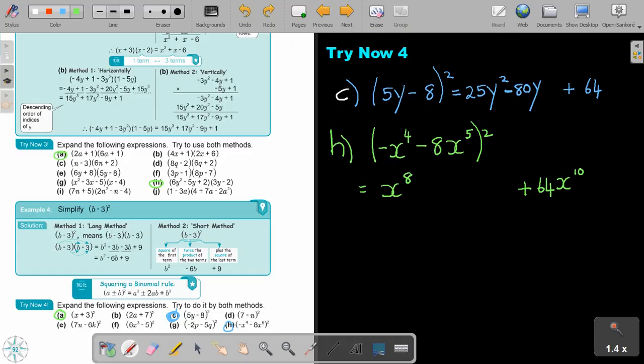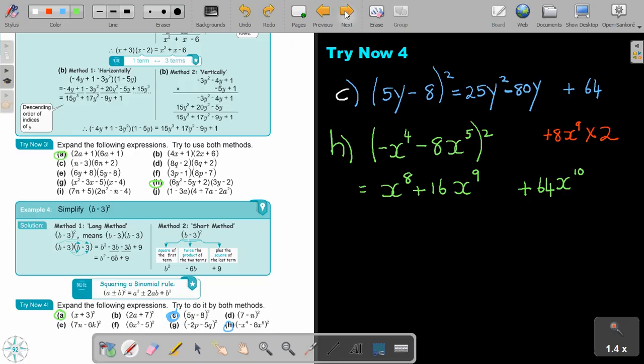Now, multiply these two with each other. You can do it here on this side. Negative times a negative is positive, and that is going to be 8, and that's going to be x. And it's 4 plus 5, that's going to be 9. But don't forget to multiply it always by 2. So it's going to be positive 16x to the power of 9. And that's my final answer.